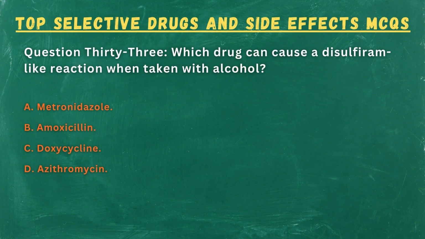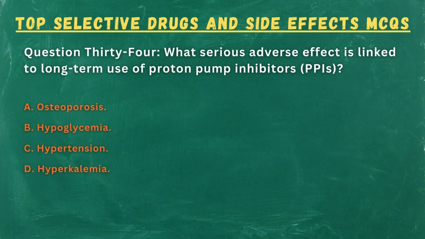Question 33. Which drug can cause a disulfiram-like reaction when taken with alcohol? A. Metronidazole. B. Amoxicillin. C. Doxycycline. D. Azithromycin. Answer: A. Metronidazole.